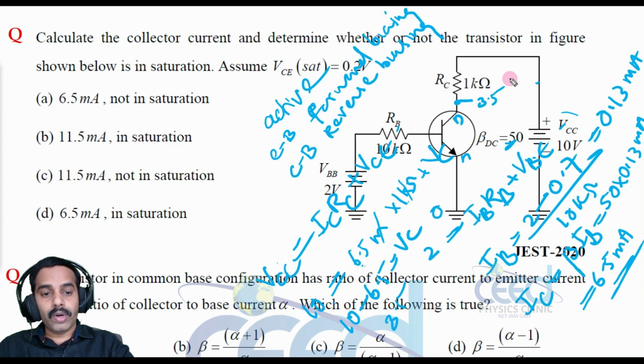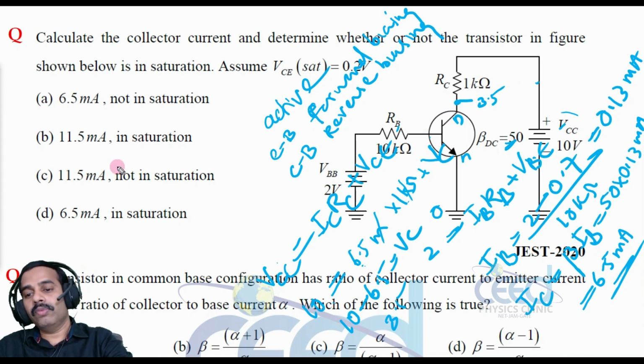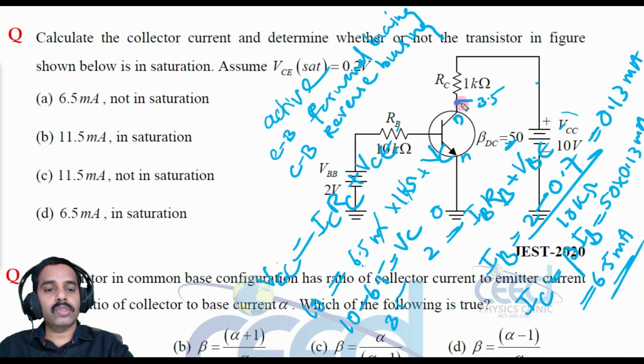So what is VCB, the collector base junction? We need to find the voltage across this. VC is 3.5, and this is the base region. The voltage at the collector base junction should be positive for reverse biasing, because we are connecting this voltage difference to the negative terminal of the NPN transistor. So the opposite connection is required.